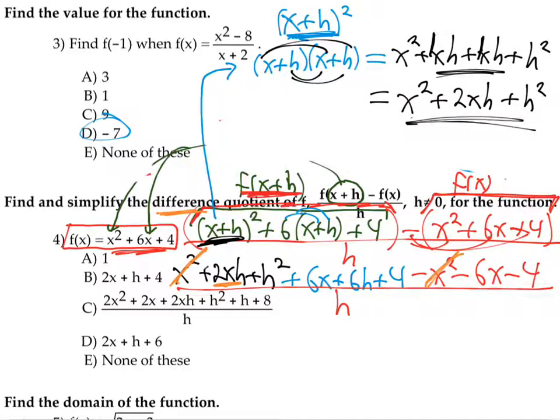2xh, he has an h, so he's hanging around. h squared, he has an h, he's hanging around. 6x, he better go bye-bye. He doesn't have an h, does he? Yep, there he goes. 6x minus 6x.